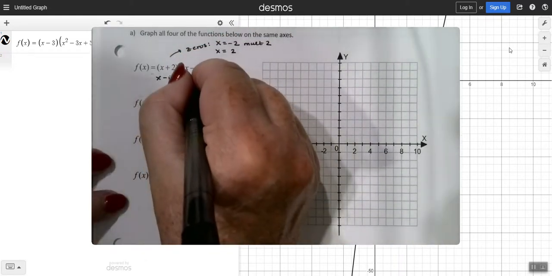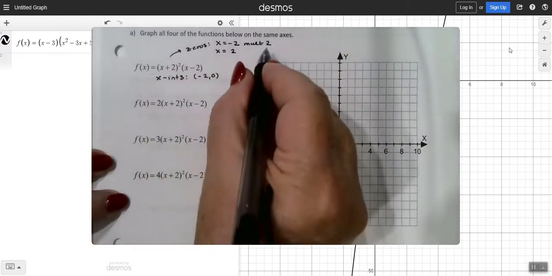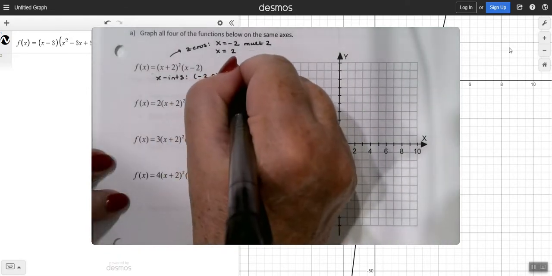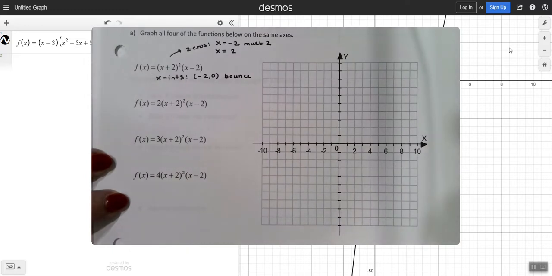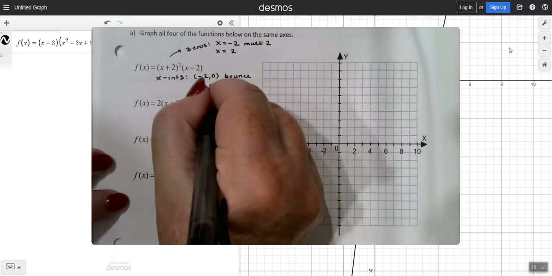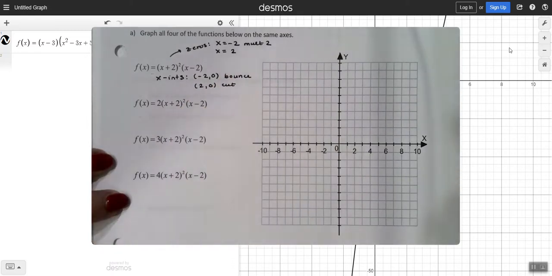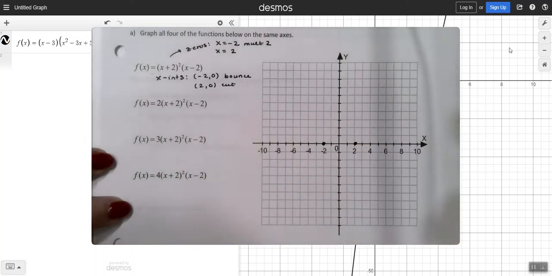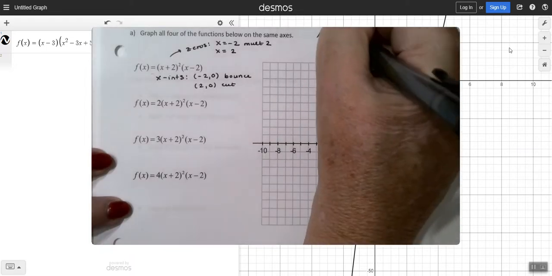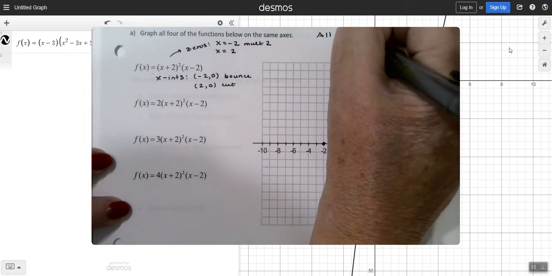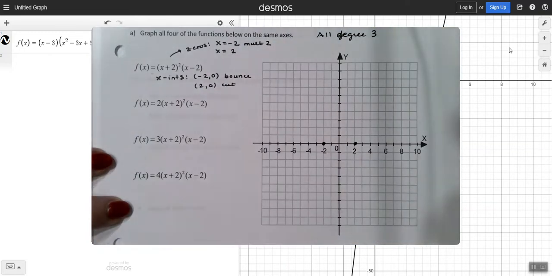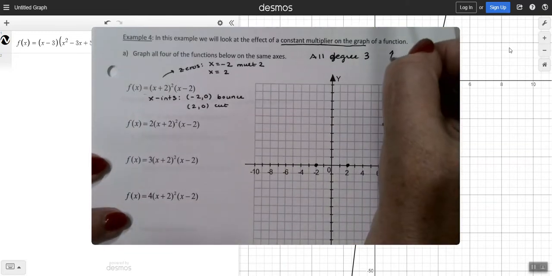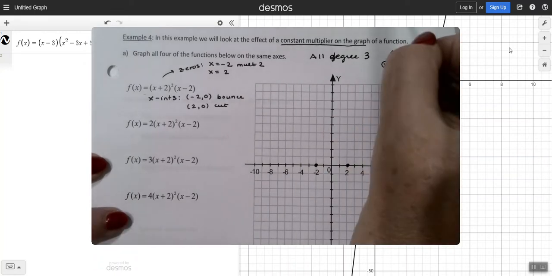So my x-intercepts would be negative 2, 0. Because of the multiplicity 2, my graph's just going to bounce off the x-axis there. And then at positive 2, 0, my graph's going to cut through the x-axis there. All of these are degree 3. And so for all of them, I'm going to expect down to the left, up to the right.